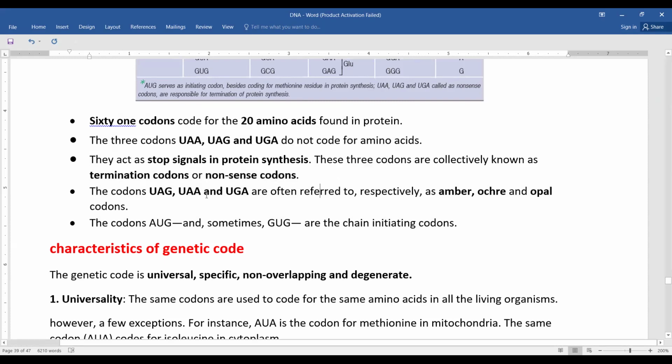UAG, UAA, UGA are often referred to by names: UAG is called amber, UAA is called ochre, UGA is called opal. Why are these names given? Amber and opal are the 2 researchers who identified these two stop codons. Whereas ochre is a color pigment used in bacteria: to identify the UAA bacterial colony, they used a kind of color pigment called ochre. So that is the name given in the exact question.